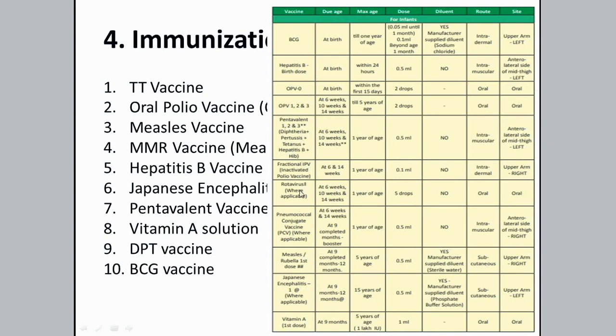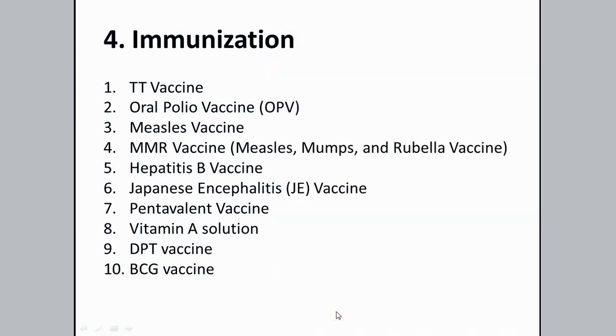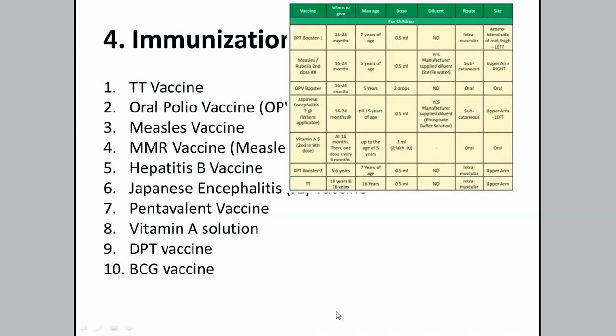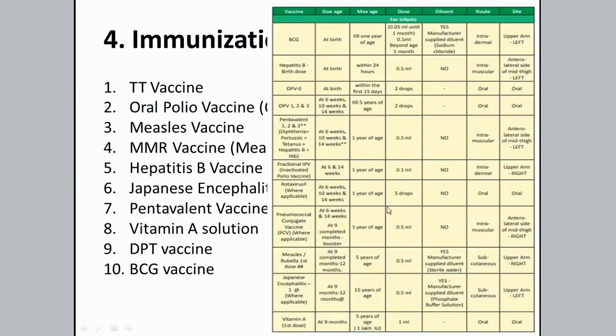We have BCG, hepatitis B and OPV at birth, then pentavalent, fractional IPV, rotavirus, pneumococcal conjugate, measles, rubella, Japanese encephalitis, vitamin A, and DPT booster, measles. This is the age-wise list, and you have to remember the fact that all these injectables are going to be IM, except for your IPV and BCG, which is intradermal. And since it is intradermal, we have the dose as 0.1 ml.